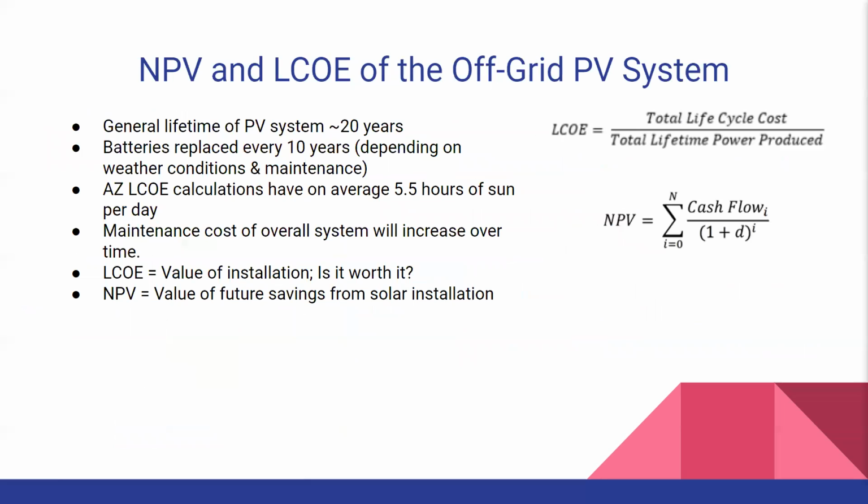And here we have the NPV and LCOE of the system. The general lifespan of it will be about 20 years, but that is not including maintenance costs. That is just to fully replace parts. The batteries do need to be replaced every 10 years, depending whether they get frozen, they overheat, they discharge, or whatever the case may be. For Arizona, the calculations have an average of 5.5 hours of sun per day, which should be enough to power the system. The maintenance costs will increase over time since parts do break down.